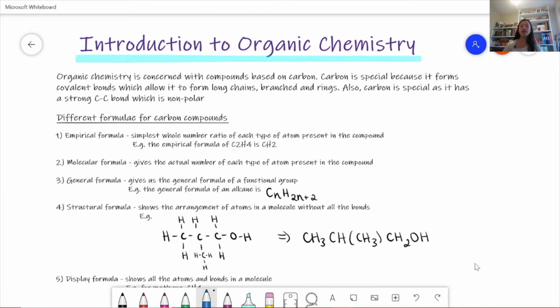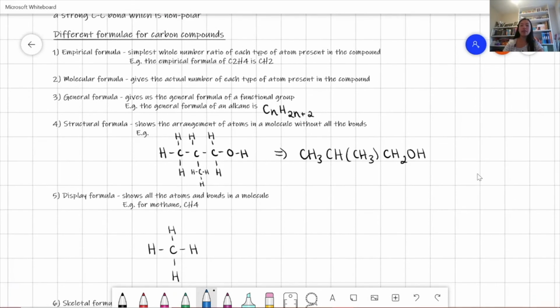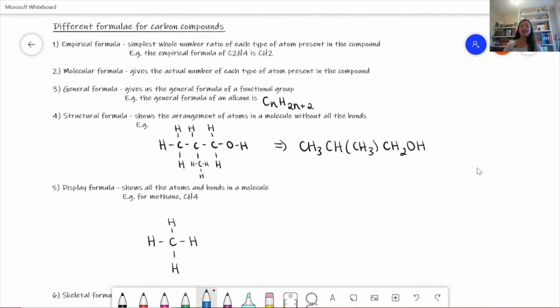And so first we're going to run through all the different formulae we have for carbon compounds. So the first type of formula we can get is the empirical formula, and this is the simplest whole number ratio of each type of atom present in the compound. So for example, if we had C2H4, which is also ethene, then the empirical formula of C2H4 would be CH2 because we can divide all of the atoms by 2, and so we get the simplest whole number ratio.